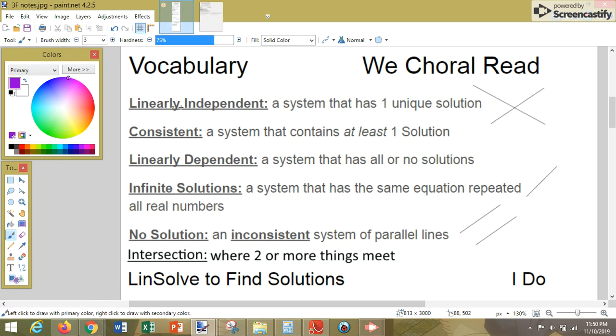Vocabulary. Linearly independent: a system that has one unique solution. They have one intersection. Consistent: a system that contains at least one solution. Linearly dependent: a system that has all or no solution. Infinite solutions: a system that has the same equation repeated, all real numbers. No solution: an inconsistent system of parallel lines. Intersection: where two or more things meet.